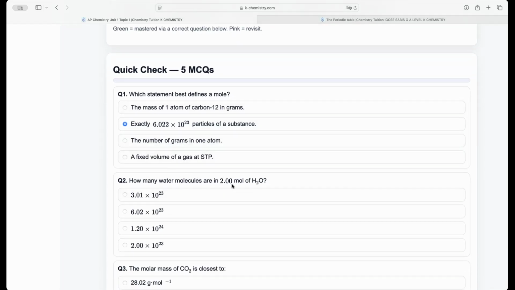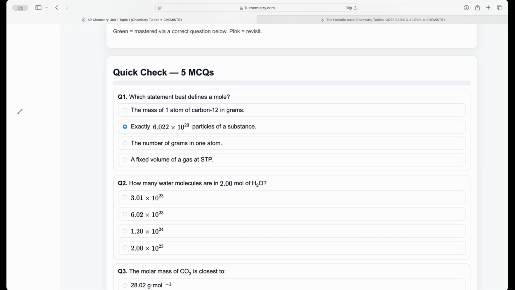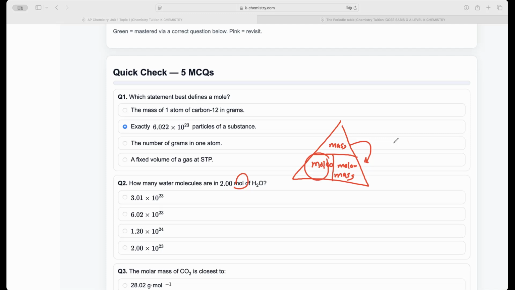How many water molecules are in 2 moles of H2O? So this is our triangle. What did the triangle say? The triangle said that the number of moles is equal to the mass divided by the molar mass. So what is required to find the moles? I need to find this one, so divide the mass by the molar mass.